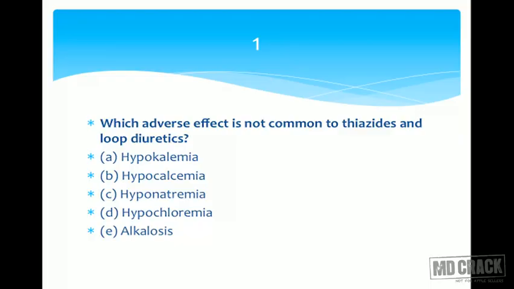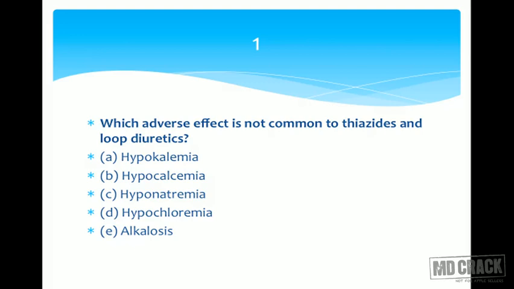Question number 1. Which adverse effect is not common to thiazides and loop diuretics? Hypokalemia, hypocalcemia, hyponatremia, hypochloremia, and alkalosis. That's potassium, calcium, sodium, chloride, everything decreased, right? And the last one is alkalosis. Are you thinking about it?